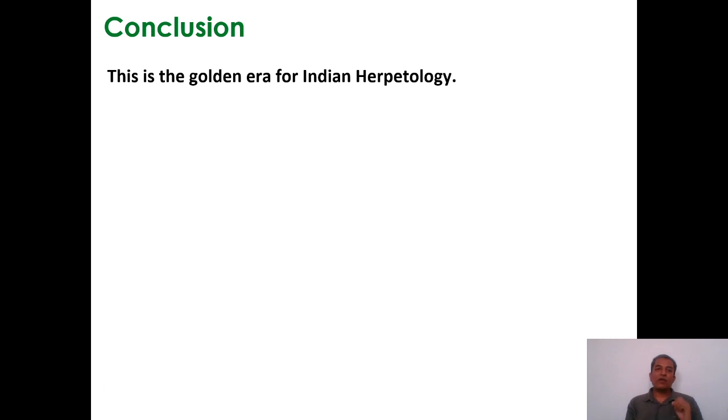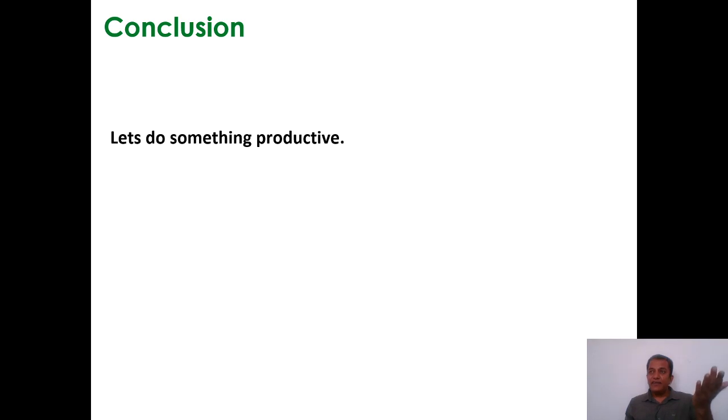Before I conclude, I would like to say that this is the golden era for Indian herpetology. As I told you, we started with taxonomy at one point of time, and today there are people contributing to various groups and various aspects of herpetology. Ecological studies are happening, natural history studies are happening, tremendous taxonomic work is happening, biogeography-related work is happening, phylogeny work is happening. It means the platform is ready, and we have to use this platform to do something productive.